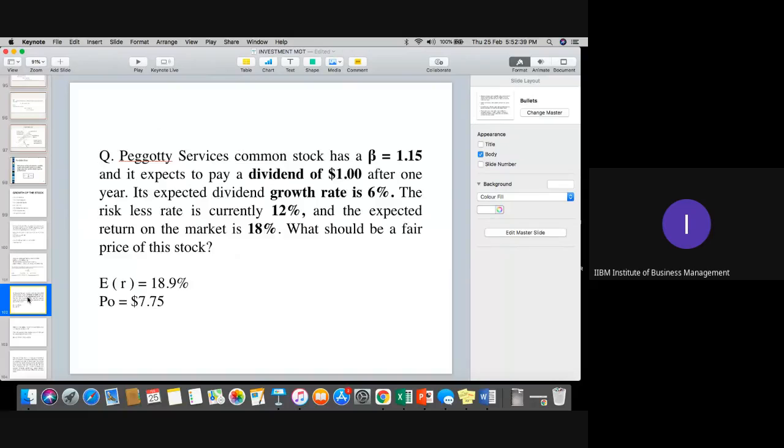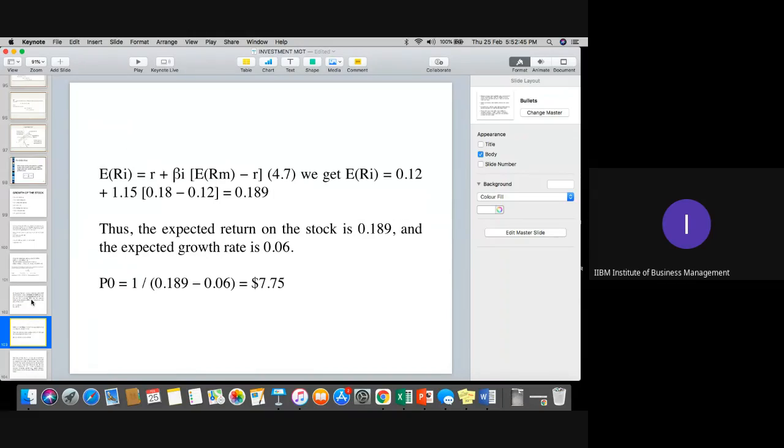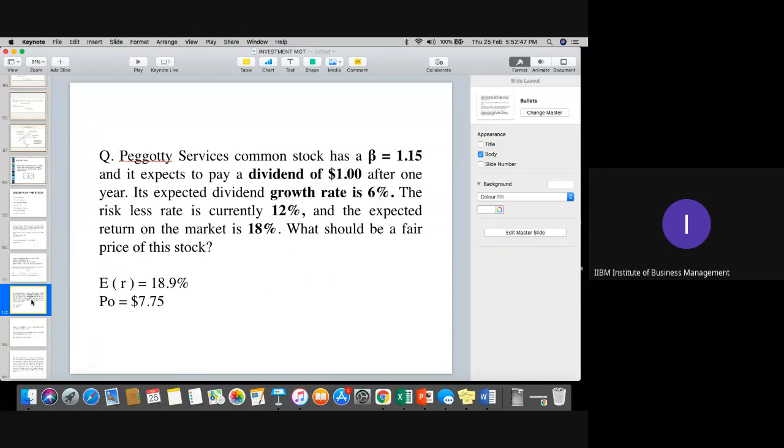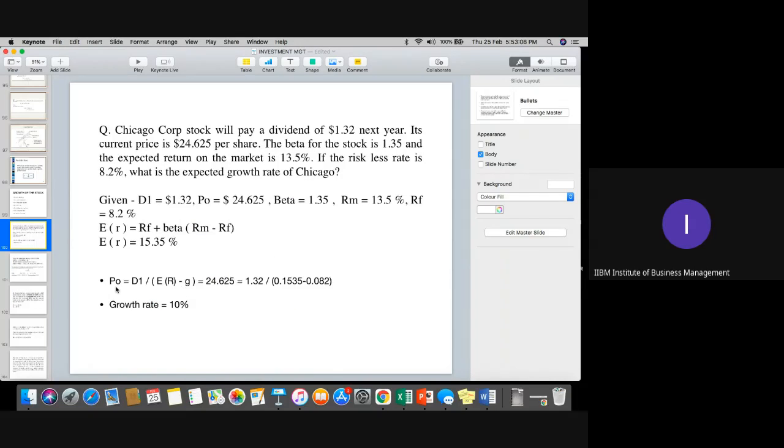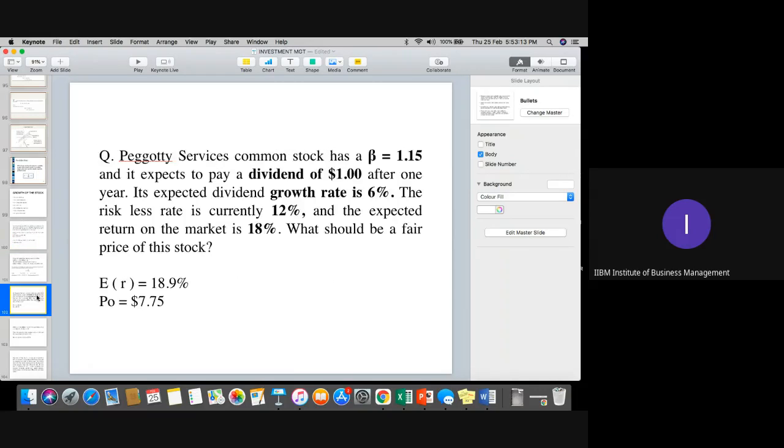See, this is the next question now. The answer of this question should be 18.9 and P0 should be 7.75. In this question, beta is given to you, 1.15. Dividend is $1, that is next year dividend, D1 is given. Growth rate is given this time. In the previous question, the growth rate was not given and P0 was given. Now growth rate is given, but P0 is asked. The risk free return is 12% and market return 18%. Similar question, I think.